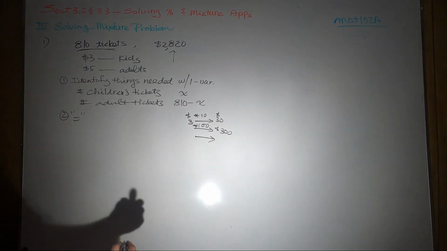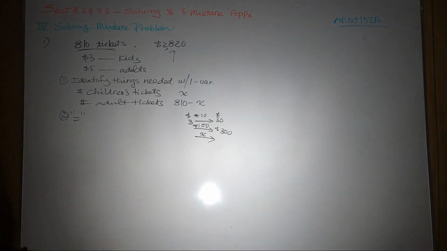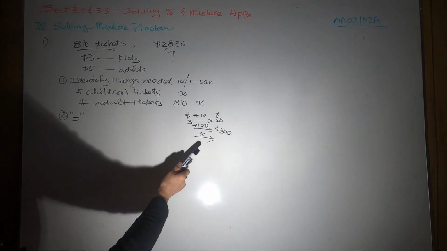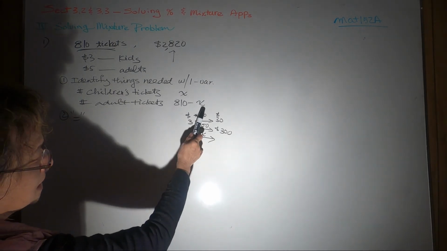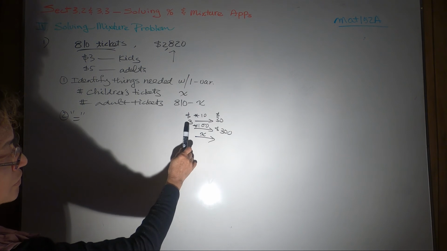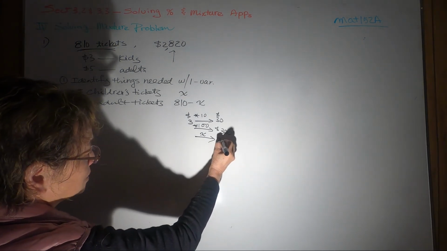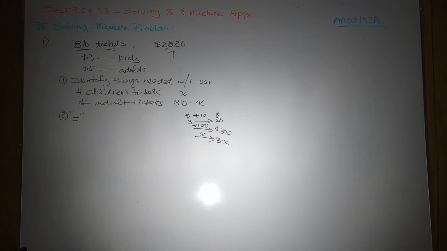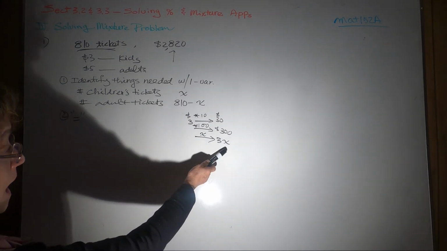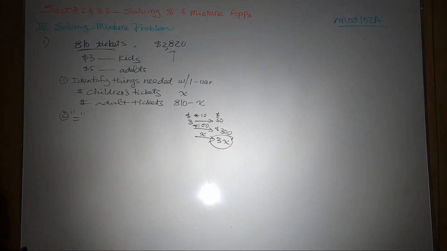Then we don't know for children's ticket, actually it's X. For each one is $3, what do you think you should get? How did you get 30? 3 times 10. How did you get 300? 3 times 100. If you have X, how much you should have? You should have $3X. Right? Depending on how many X's you have, that would be the total amount you will get for the children.